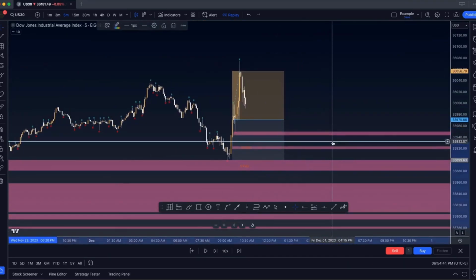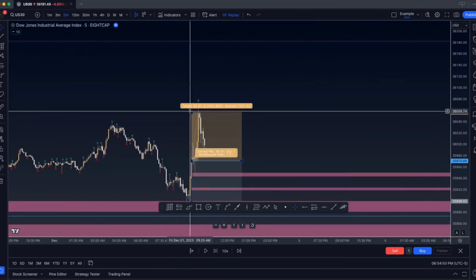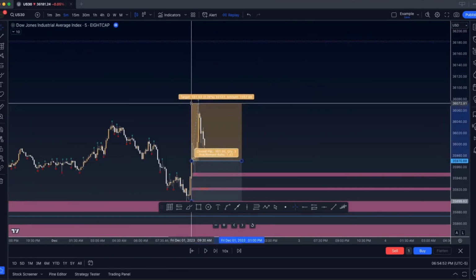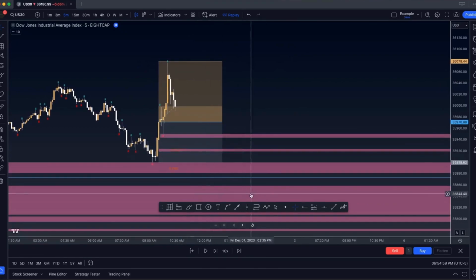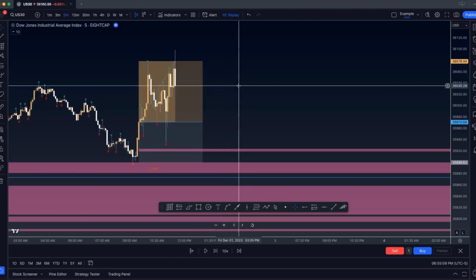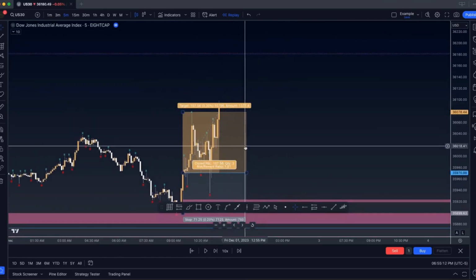Okay, perfect. Our 1 to 2 got hit. Now I'm just going to go for a 1 to 5 and see if I get touched. I'm not going to move my stop loss to break even just for this example. Usually, if you know what you're doing, you don't have to. And bam, our 1 to 5 gets hit.